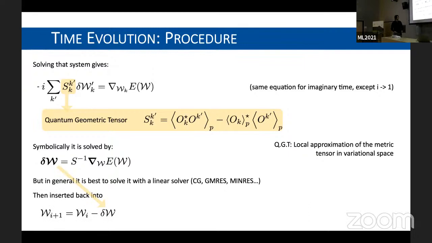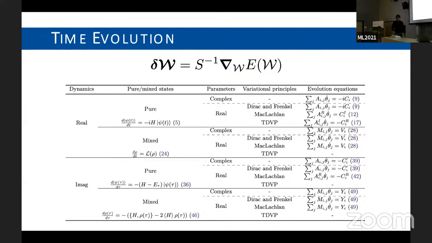So once I have solved this linear system of equations and found the update, I simply update my parameters using it. Actually, this should be a plus, I'm sorry. And then basically I have the parameters at the next time step and then I can do this over and over again. Now, there's an interesting thing I would like to underline, to talk about, which is the fact that it depends on whether your ansatz has real or complex parameters.